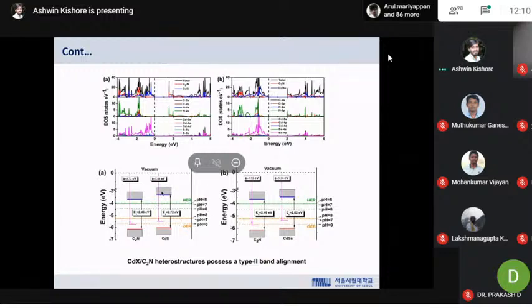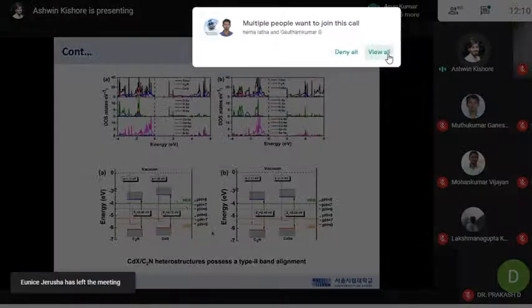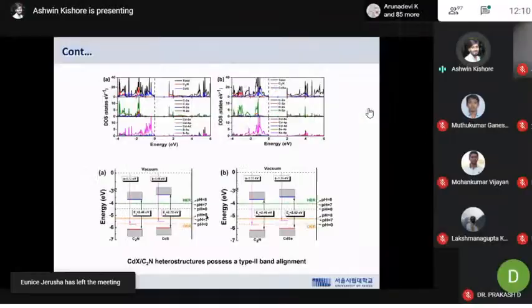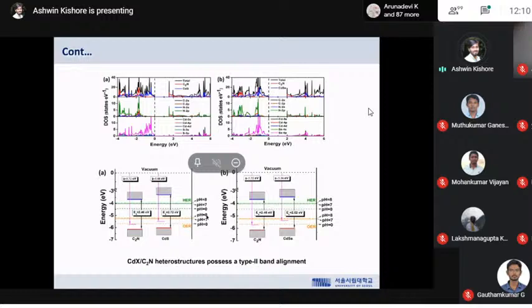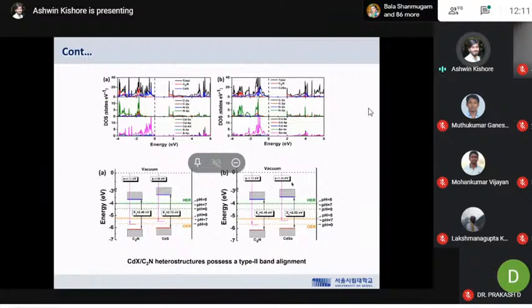Here we aligned band edges with 3 different pH, even at pH equal to 0. The pH of the seawater is 8, so this material can even be used to split the seawater. So the band edges straddle the water redox reaction, and then you have this type 2 band alignment. So the electrons at the conduction band will reduce, and the holes in the valence band will oxidize the water into hydrogen and oxygen.